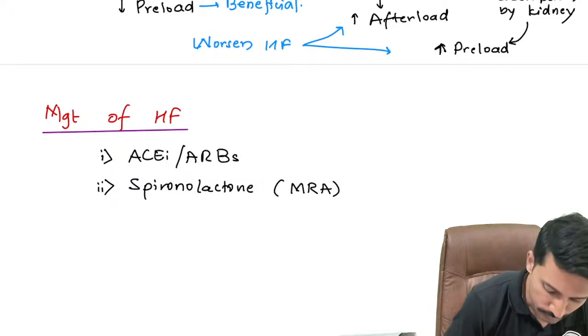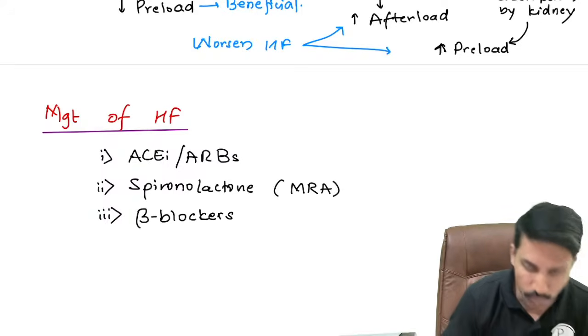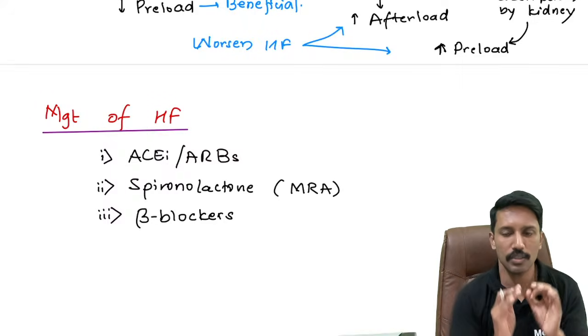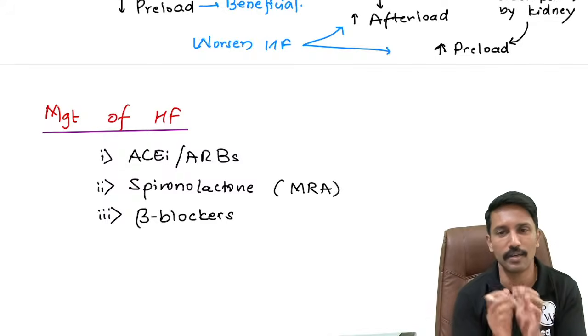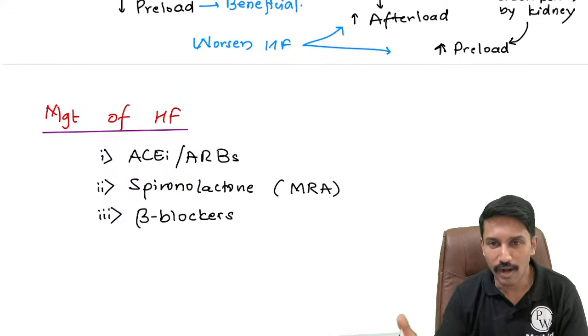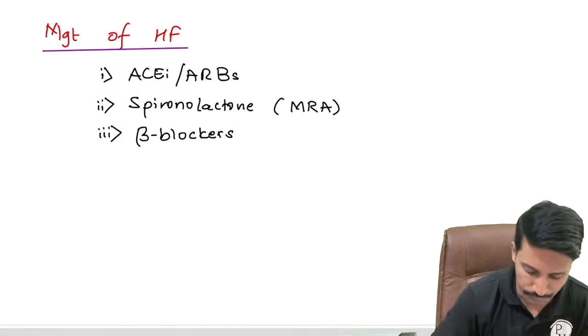Okay. Then third, for a patient with heart failure, we also give beta blockers. Why are we giving beta blockers? Because beta blockers reduce the force of contraction of the heart. By reducing the force of contraction, they reduce the work done by the heart, which is good for a failing heart. They also decrease the heart rate. By decreasing the heart rate, again, they are reducing the work done by the heart.